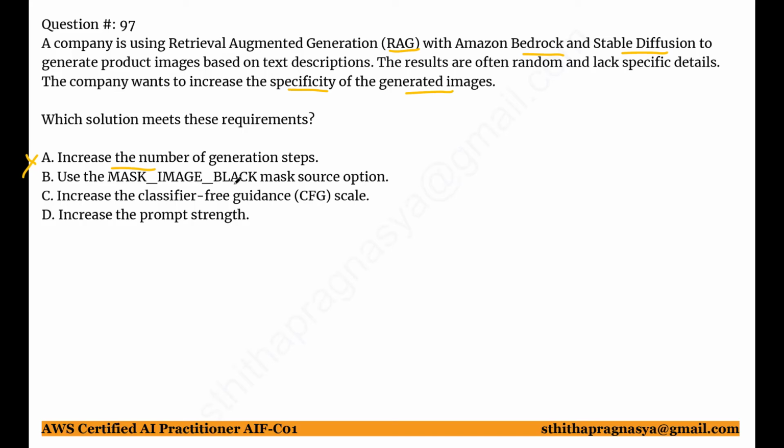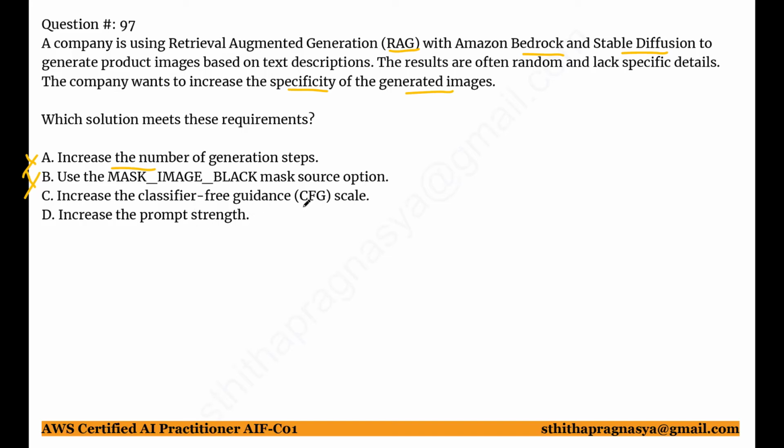The mask image black option is used for in-painting tasks where specific regions of an image are masked and regenerated. This feature is unrelated to improving the specificity of an image generated from a text description. So this is also not correct, as it addresses in-painting rather than specificity in text to image generation.